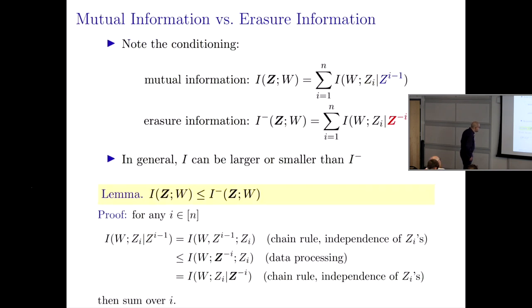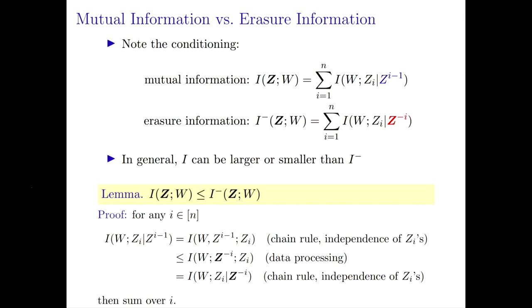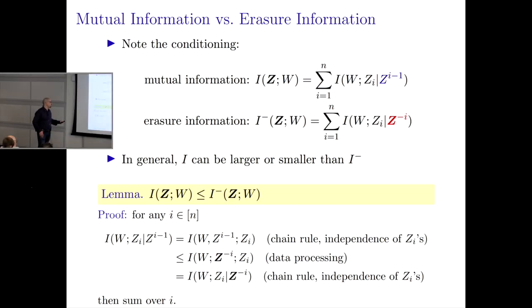So first of all, it's the conditioning: mutual information versus erasure information. Like I said, our first work, because it's the obvious thing to do, had to do with erasure information, and then we also looked at mutual information. But the conditioning here is different. The idea behind erasure information is that it's defined as some measure of dependence between some random object W and some random vector Z, looking at the coordinates of Z in some way. And the definition does not require the Zs to be independent, so this quantity makes sense for anything.